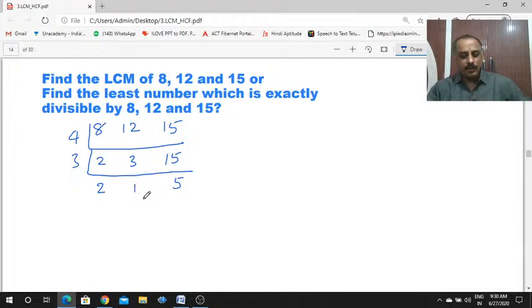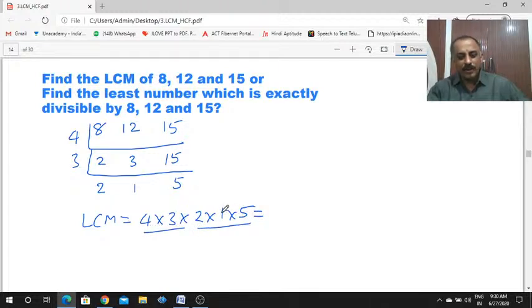Now it is not 240. 120 is the LCM. For 2 and 1 and 5, there is no common factor. Now the LCM is equal to the product of these numbers: 4 into 3 into 2 into 1 into 5. Very good Akshita, your answer is right, 120 is the right answer. 4 into 3 is 12. 2 into 1 into 5 is 10. 12 times 10 is 120.